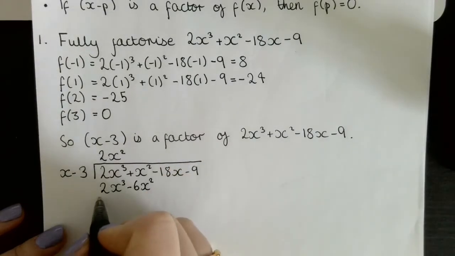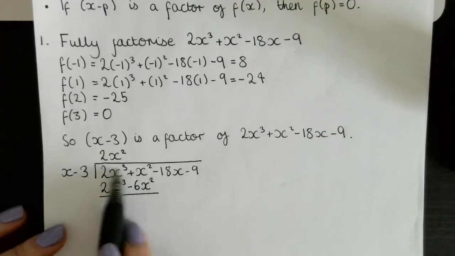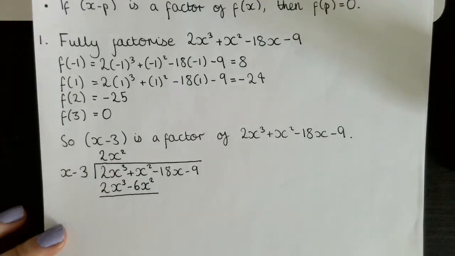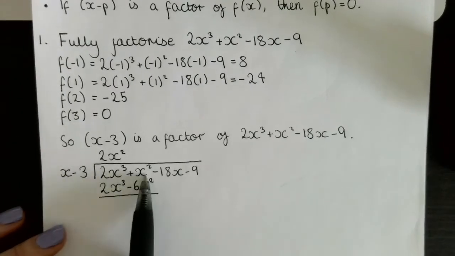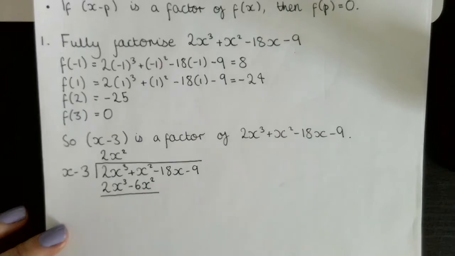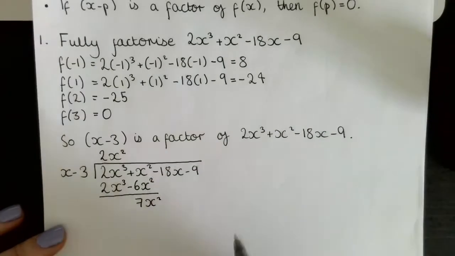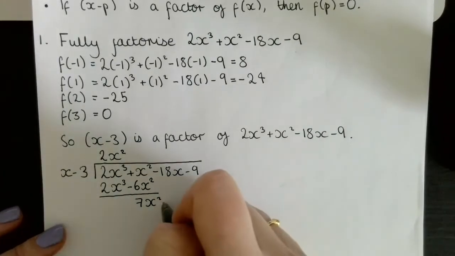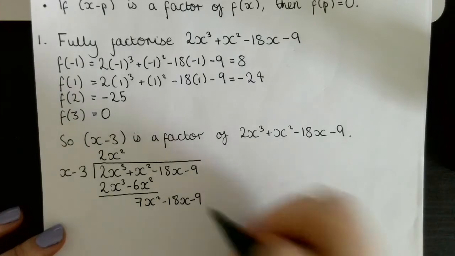If I then subtract this polynomial by this polynomial, 2x to the power of 3 subtract 2x to the power of 3 is 0. X squared subtract negative 6x squared, that is 7x squared. And then I've got negative 18x subtract 0, that's negative 18x. Negative 9 subtract 0, negative 9.